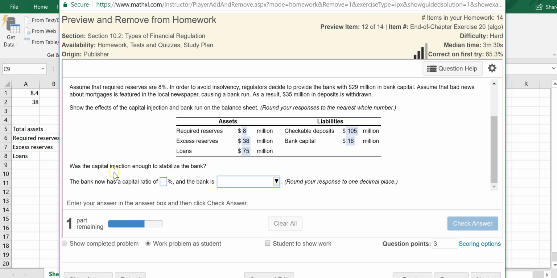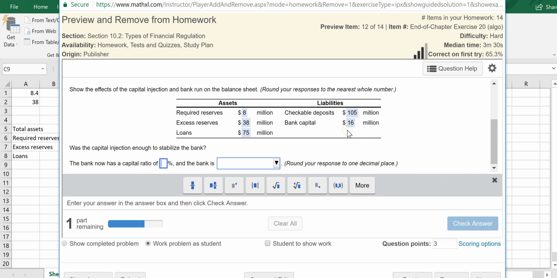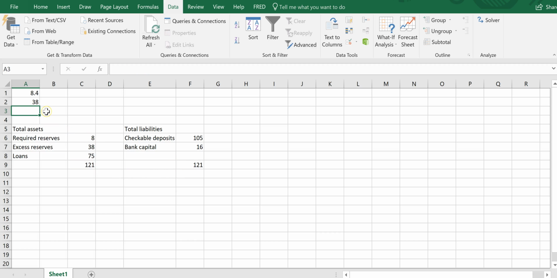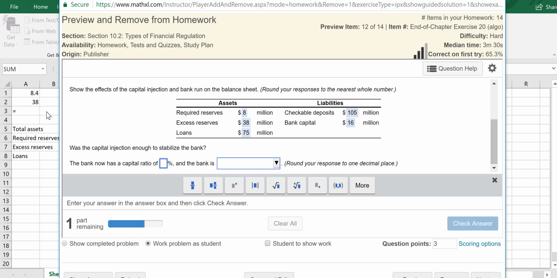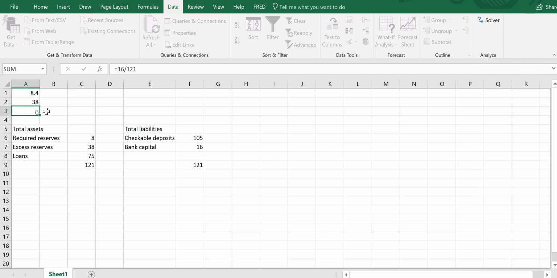So let's go on. Was the capital injection enough to stabilize the bank? The bank now has a capital ratio of, so what's the capital ratio? Capital ratio is basically the ratio of the bank capital to the total assets or the total liabilities, because these two numbers are the same. So basically the bank capital here is 16 and the total liabilities is 121. So that means my capital ratio is 16 divided by 121.